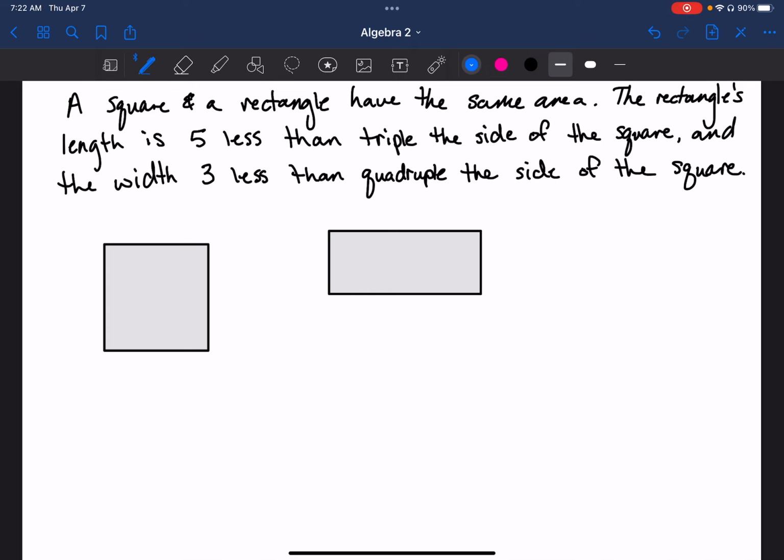So a square and a rectangle have the same area. Okay, I got a picture. Is it perfect? Not necessarily. Does it get the message across? Yes. So a square and a rectangle have the same area. All right, I'm going to guess this is the square over here on this side. And we need to ask, what do we know about squares?